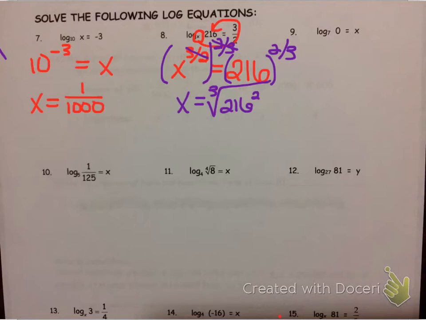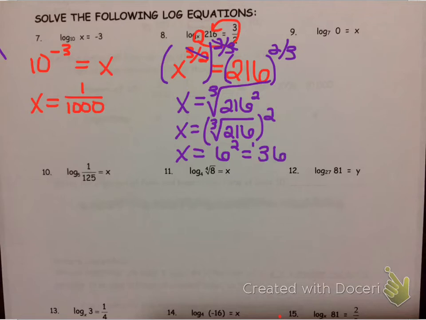You can do the cube root first, so x is equal to the cube root of 216 first, get an answer from it, and then take that answer and square it. So you can raise your powers in whatever order you need to first. The cube root of 216 is 6, and then you would square it, and so your final answer would be 36.